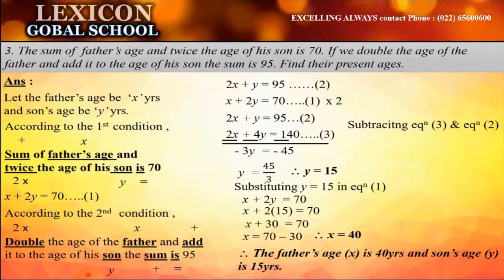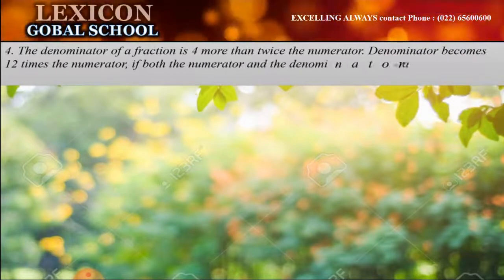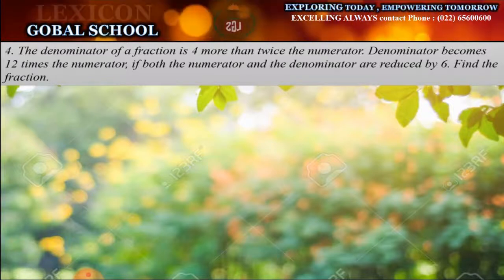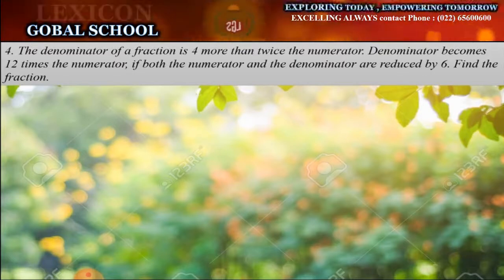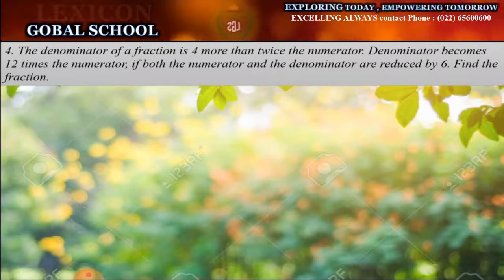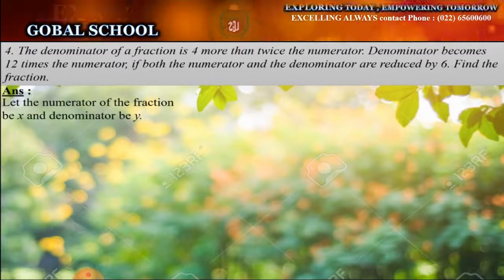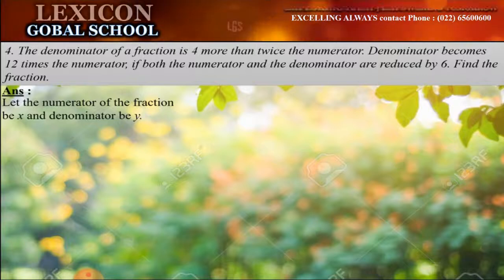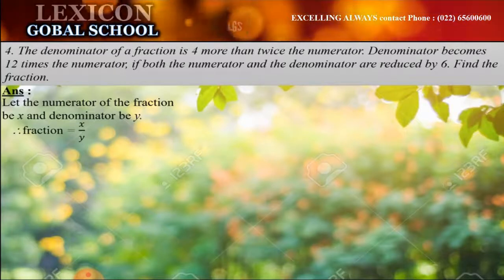Let us move ahead and solve sum number 4. Your question says the denominator of a fraction is 4 more than twice the numerator. Denominator becomes 12 times the numerator if both the numerator and the denominator are reduced by 6. Find the fraction. Let us solve the sum. Since numerator and denominator have been mentioned, we are going to consider numerator of the fraction as x and denominator of the fraction as y. Therefore, our fraction is x upon y.